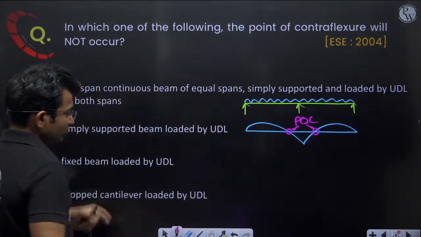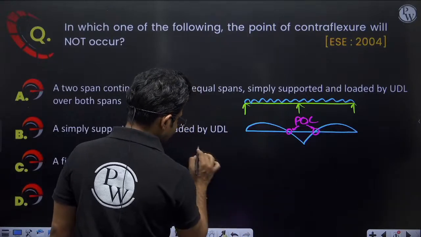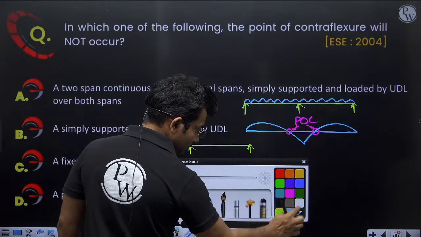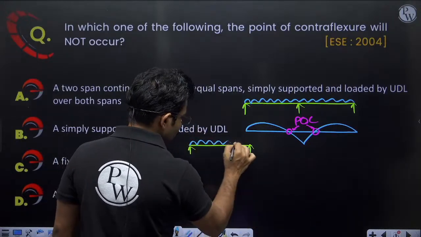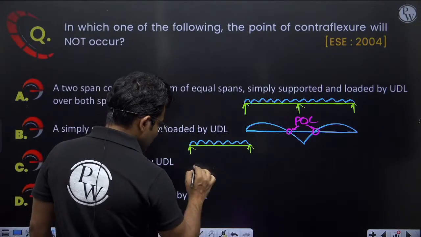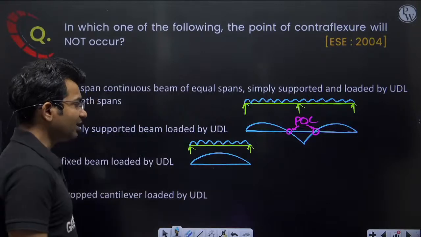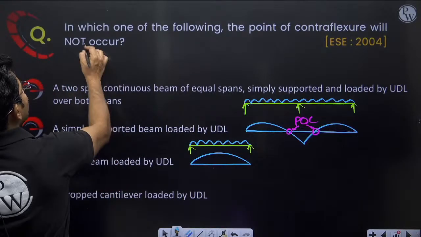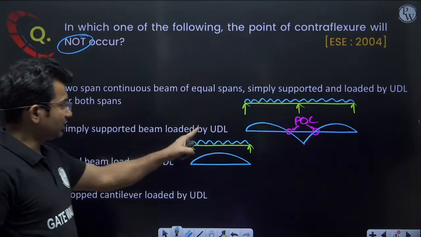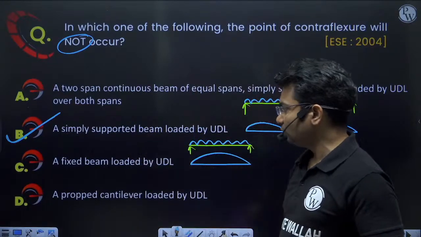Next, a simply supported beam loaded by UDL. So we are having a simply supported beam, loaded by UDL. When a simply supported beam is loaded by UDL, then the bending moment diagram will be like this. So here there are no points of contraflexure. So point of contraflexure will not occur in option B. In this simply supported beam loaded by UDL, there will be no points of contraflexure. So the correct answer will be option B.